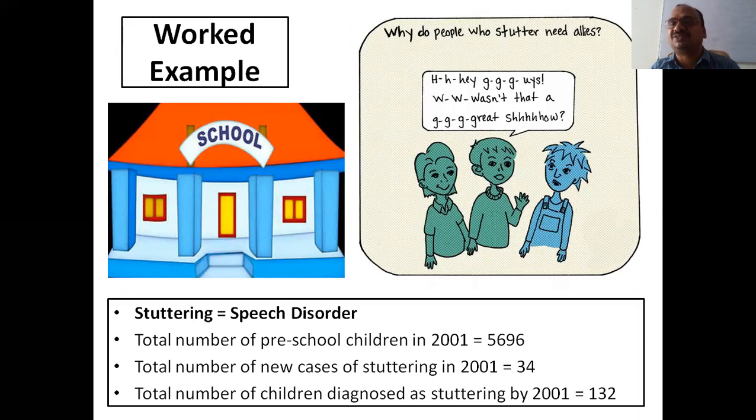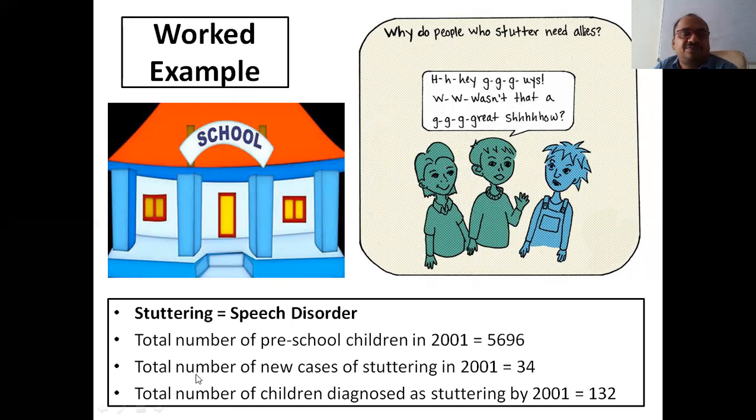Here you can see a very simple worked example, stuttering. See here this word stuttering, a speech disorder. They were unable to speak properly. Stuttering will come for some people like this. See, this is a school. These children are stuttering, like H, H, K, hey, hey, G, G, like that. They are unable to speak fluently, which is called stuttering. That is the example we can take. See, this is a school.